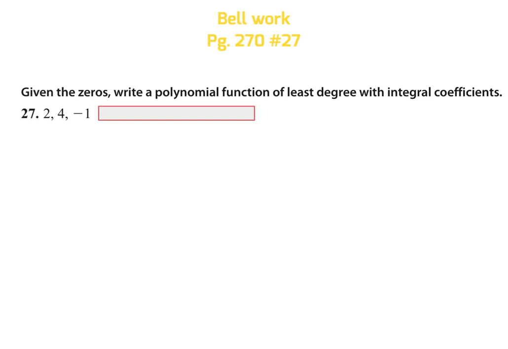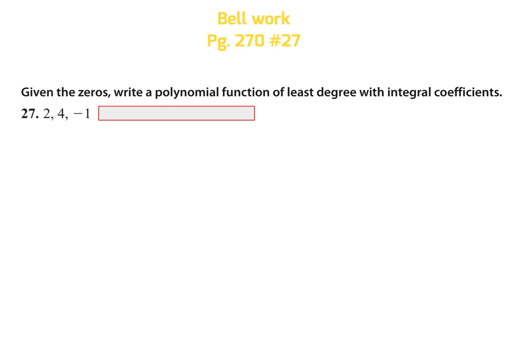First. Okay, given the zeros, write a polynomial function of least degree with integral coefficients. So they've given us the zeros of 2, 4, and -1. Your binomials that you use will always be the opposite. So it's what would make it 0 is what they've given you. So if they gave you 2, then 2 would make x minus 2 0. So your binomials will always be opposite of what they gave you.